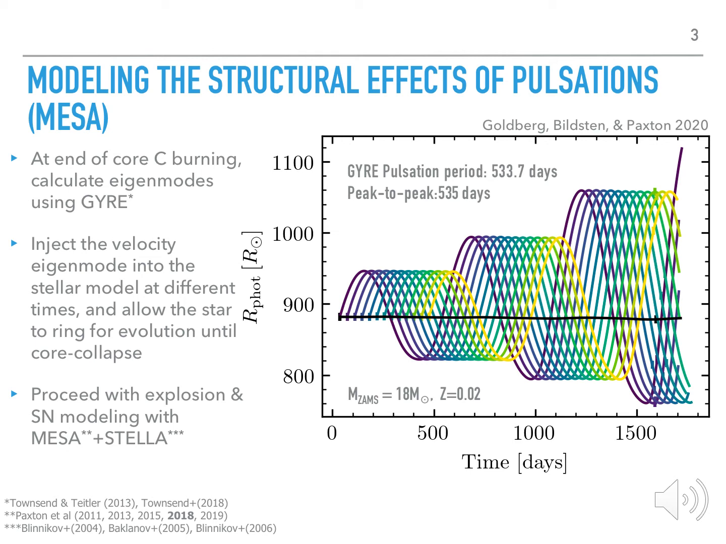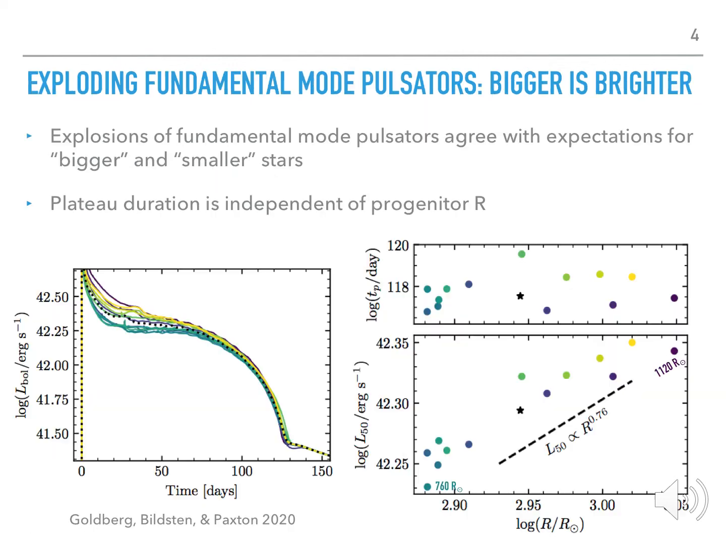We then allow the star to ring from the time of injection to its eventual core collapse, and because we inject the pulsation at different times, we get core collapse at different final radii. We then proceed by chopping out the core and putting a bomb in the model and exploding it with the MESA to STELLA pipeline that was developed in the MESA 4 instrument paper.